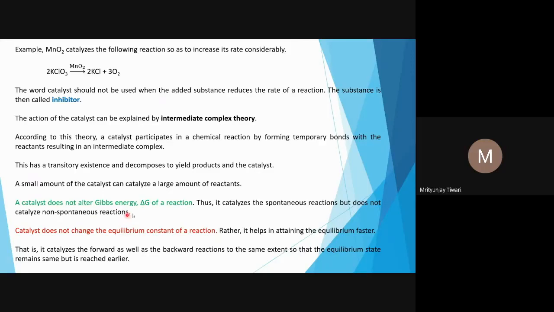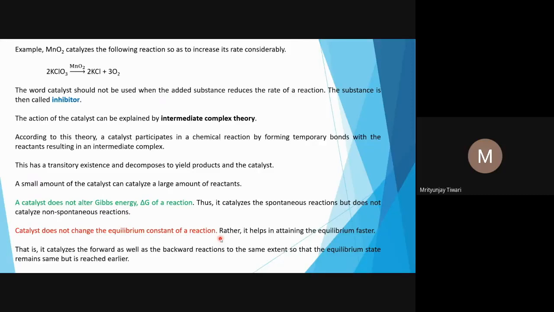So catalyst does not change the equilibrium constant of a reaction, and this is because the equilibrium constant depends on the thermodynamics of the reaction. Catalyst doesn't change the equilibrium constant, rather it helps in attaining the equilibrium faster. Since it increases the rate of reaction, it helps attain the equilibrium faster, but it doesn't affect the equilibrium constant.